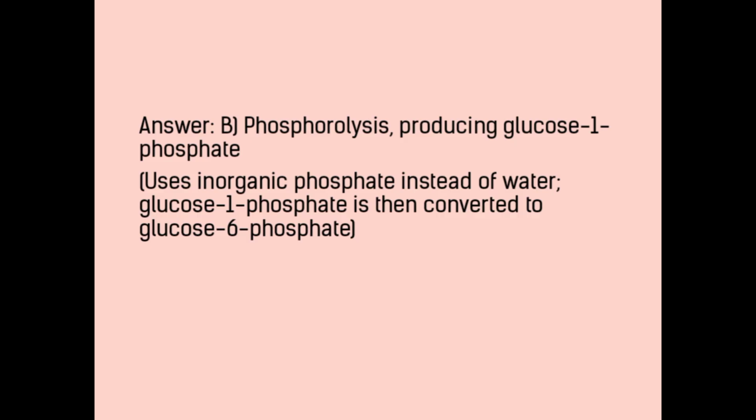Now the answer is B, phosphorolysis, which will produce glucose 1-phosphate. For this reaction, it uses inorganic phosphate instead of water. In our first question I mentioned hydrolysis, but here they are using phosphorolysis. So you are breaking down the molecule with phosphate, not water. If it was water, it would be hydrolysis.